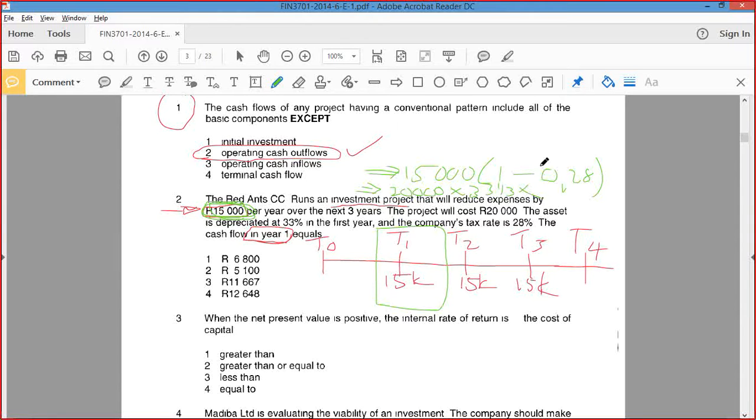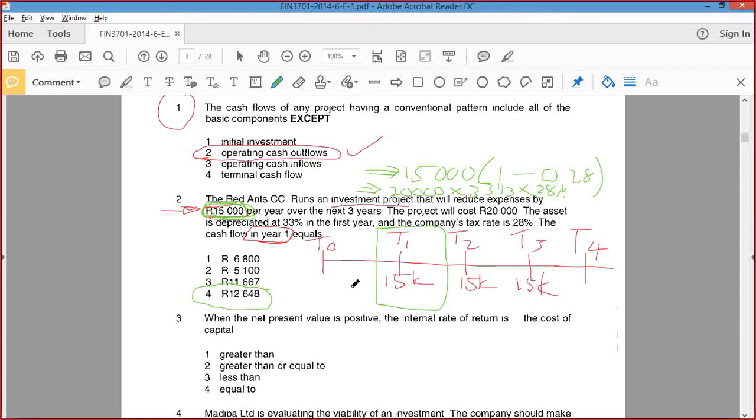Okay, because you're taking the depreciation off, and then if you add the depreciation, you'll add a tax benefit. Okay, so it doesn't really matter. You get option 4. If you take off the tax and then add the depreciation. So you just take off tax, minus tax plus depreciation.